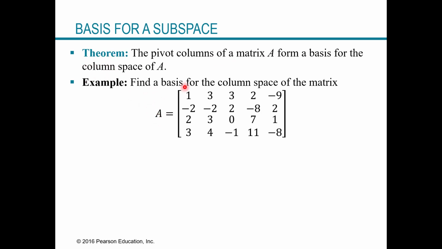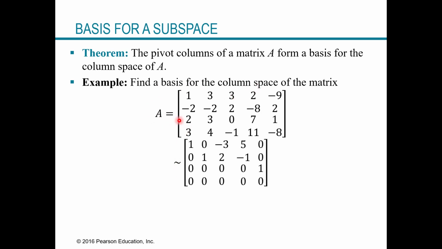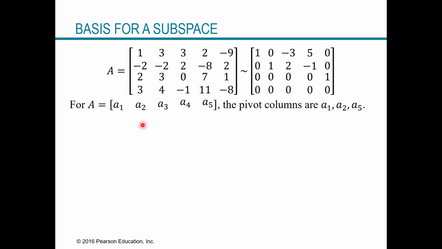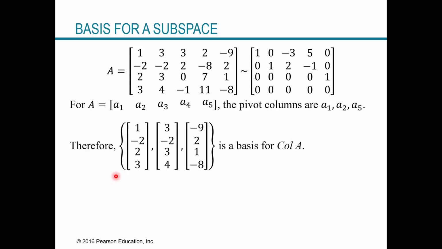If I have to find a basis for the column space of this matrix, I skipped all the steps, but this was what I get from row reducing it. And notice where we have pivots. We have a pivot in column 1, a pivot in column 2, and a pivot in column 5. And according to this theorem, the pivot columns form the basis of the column space. And so if I just denote the columns as A1 through A5, then the pivot columns are column 1, 2, and 5. Okay, so just repeating that here. And then the set containing column 1, 2, and 5 form a basis for the column space.